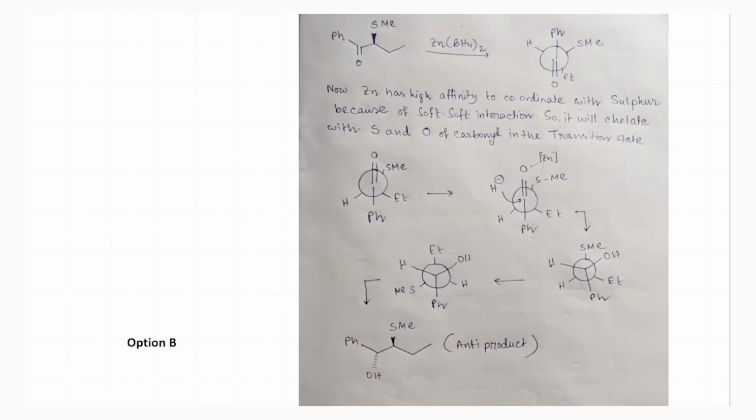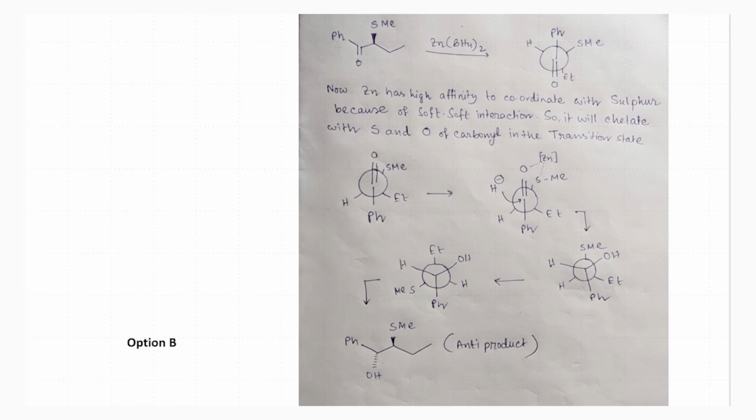So if we go ahead and look at the problem. Now, what we need to do is draw the stereochemistry of the starting compound. And again, if you look at it from here, the phenyl is on top, the carbonyl is below. If I'm looking at it from here, SME is on the right, and hydrogen is on the left, and the ethyl group is below.